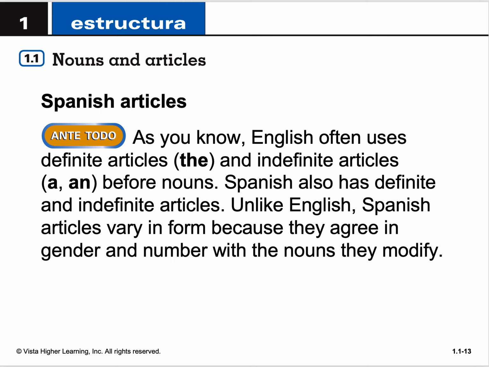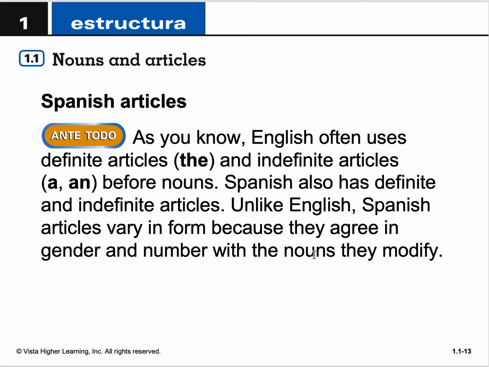Spanish articles would be in English like the or a or an. Spanish has definite and indefinite articles just like English does. However, unlike English, the articles may vary in form because they agree with gender and number of the nouns they modify. So I'm really looking at what is being modified, and that determines my article. Whereas in English, I can use the for a male or a female thing. It doesn't matter because I don't have inanimate objects with gender.